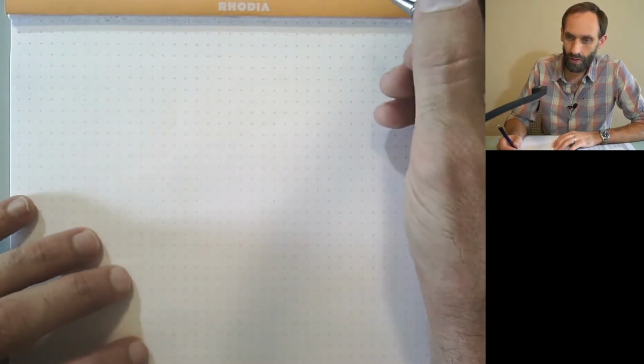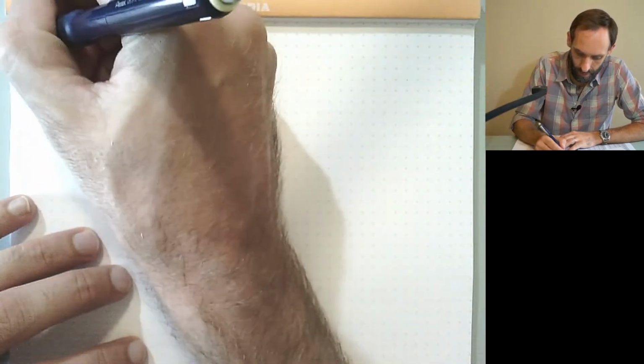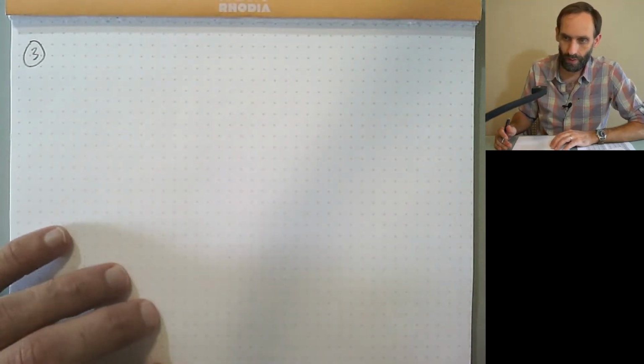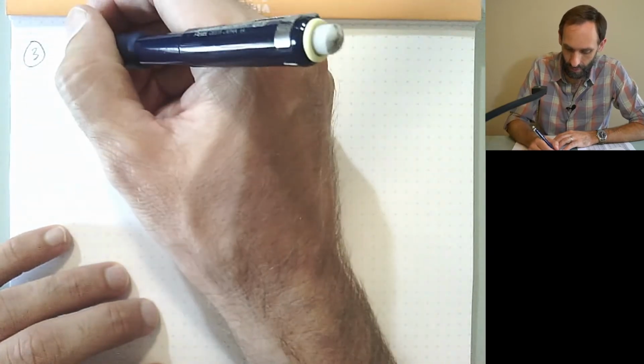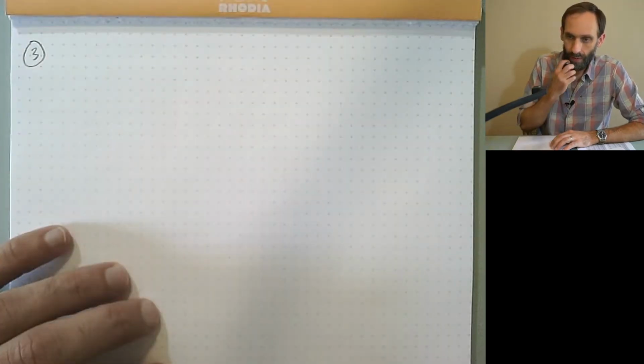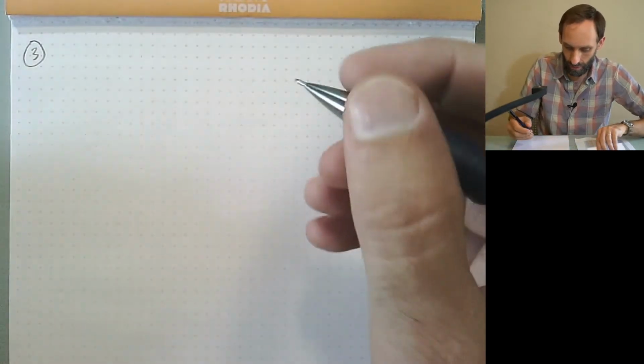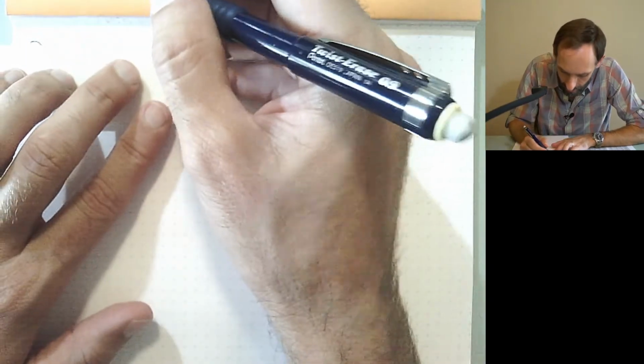So first of all, this is example number 3. I decided to put the A-frame at a 15-degree angle to the vertical. So I didn't put it completely vertical. I put it 15 degrees out from vertical. So let's go ahead and just draw a little diagram of this.